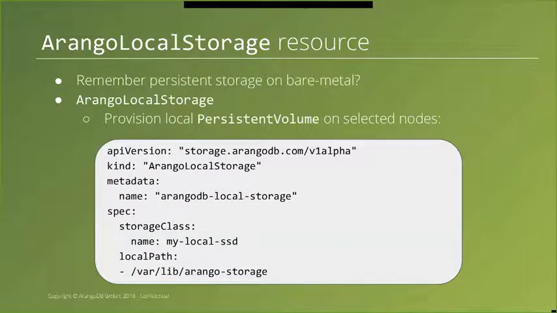Yeah, this is something which I essentially have already covered. I've told you that to be able to use persistent volume claims on a bare metal cluster, I first have to have something which provides them. In the cloud environment, this is automatic. In the bare metal environment, I have to deploy this Arango local storage resource, which is then automatically provided when a persistent volume claim comes up.